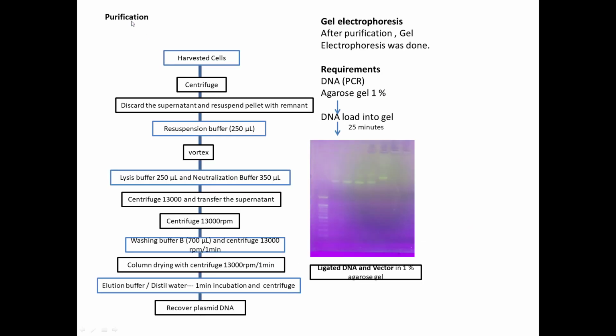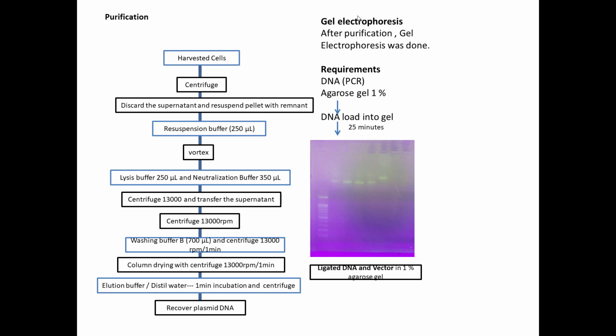After that I have to purify that colony, and for that the harvested cells are put into the resuspension buffer, and then the lysis buffer and neutralization buffer, and again the washing buffer, and I centrifuge that at 13,000 rpm for 1 minute. Finally I recover about 30 microliter of plasmid DNA with distilled water, and to check this I use the gel electrophoresis method, and I get the band.